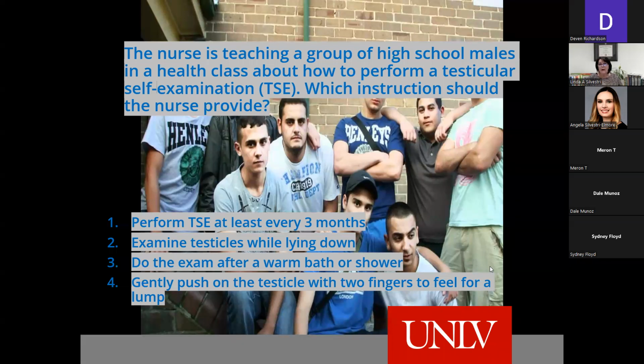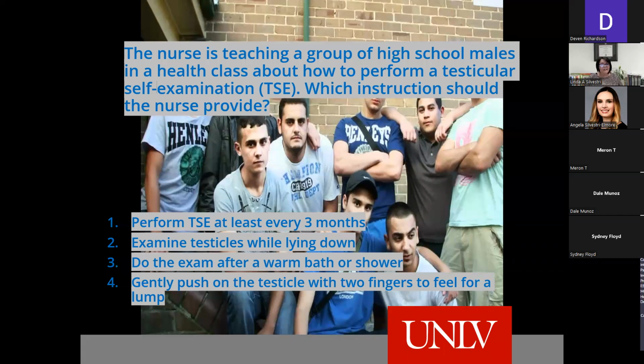Okay, so our answer here is option 3. Because after a warm bath or shower, the skin is most relaxed, and it's going to be easiest for that person to feel for any lumps. It doesn't matter what size that lump is, a little pea size, head of a pin size, it needs to be reported to the physician, because prognosis is great if it's early detection. And so that's really important about testicular cancer.